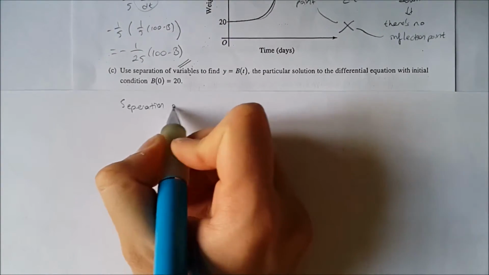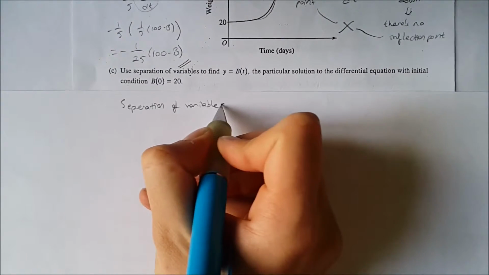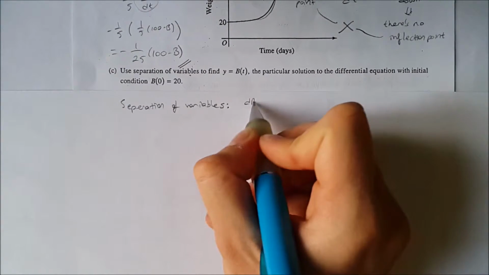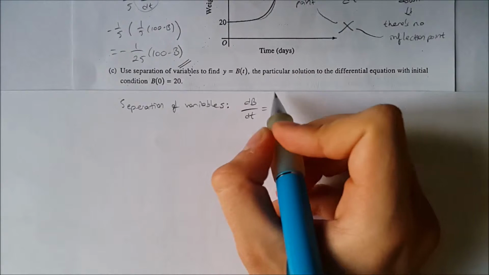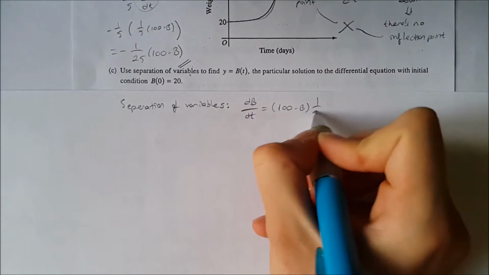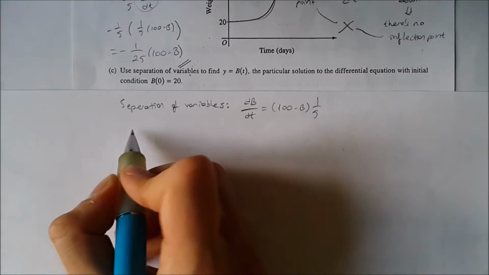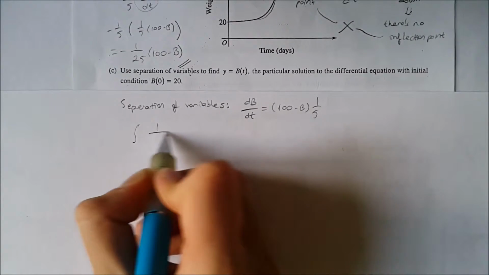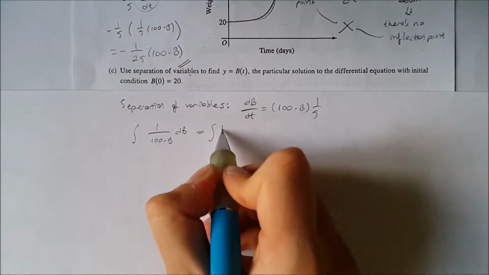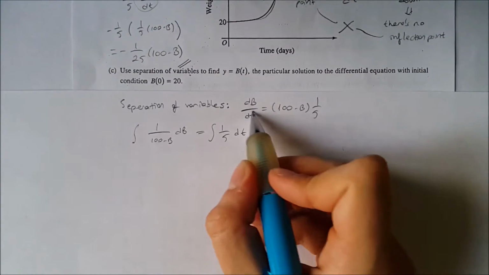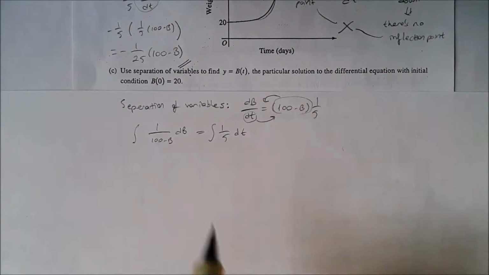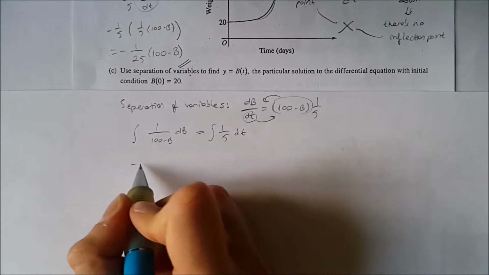In the C part of this question, we are asked to use the separation of variables in order to find y equals b(t). So we write the equation that we are given, which is dB over dt equal to 1 over 5 times, in parentheses, 100 minus b. Now, we take the dt to the other side, and we take 100 minus b to the other side, so that the b's are together and the t is alone on the other side, and we put integral signs in front of both in order to take the integrals of both.